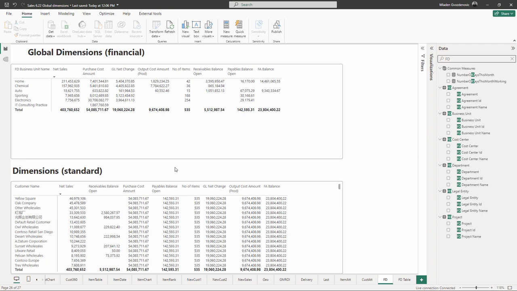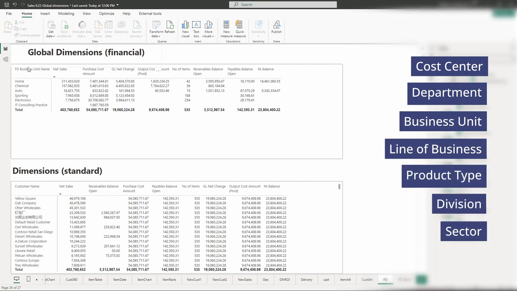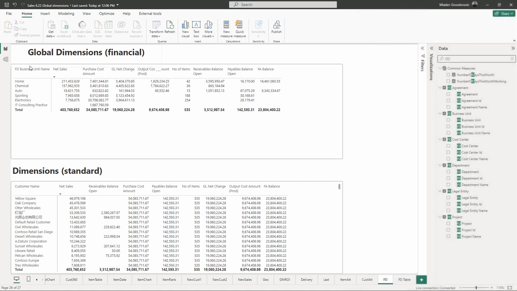In every Dynamics ERP, we have global or financial dimensions. These are specially set up dimensions which can be used in every application area. Like we have a business unit used in sales, purchase, finance, manufacturing, inventory, payables, and fixed assets. The most common usages of financial dimensions are cost center, department, business unit, line of business, product type, division, sector, or many others. Because they are usually used in finance, they are named financial dimensions.